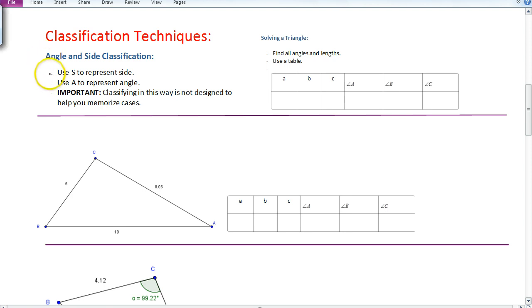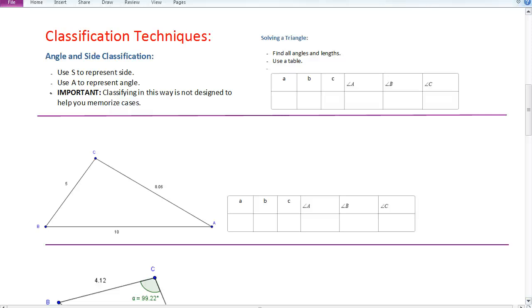So the convention for this is to use S to represent a side and use A to represent an angle. An important thing here just to really note is classifying this way is not designed to help you memorize cases. It's just another way to think of a triangle and kind of break down what's given to you. You'll notice that in certain cases various approaches become more applicable, but the purpose of this isn't to memorize every one of these cases and say a side case is applied to this situation and so on and so forth. So let's talk about this and look at a couple examples.